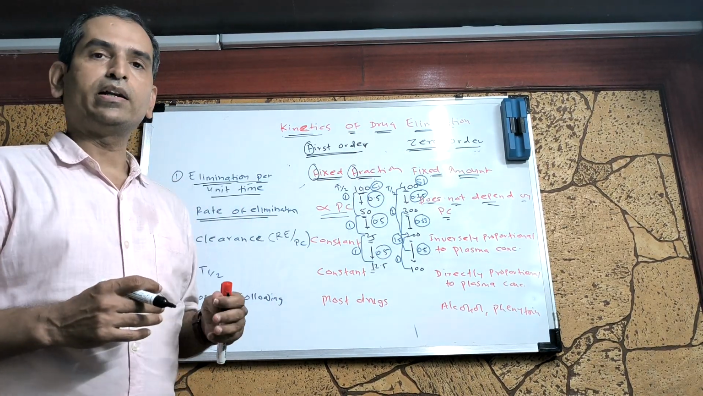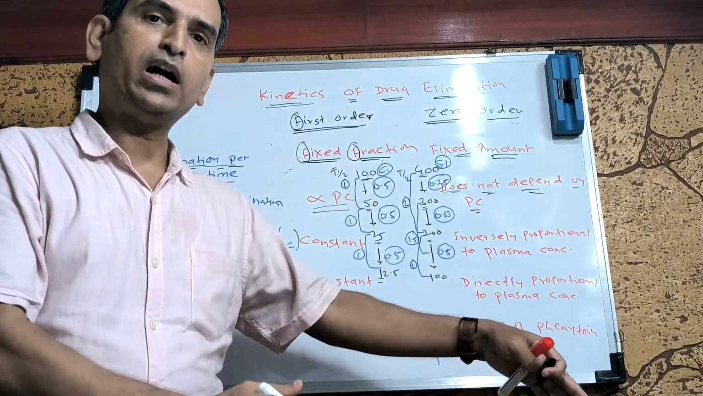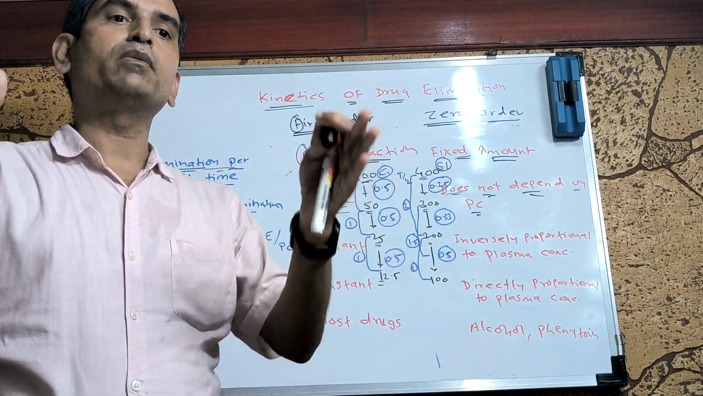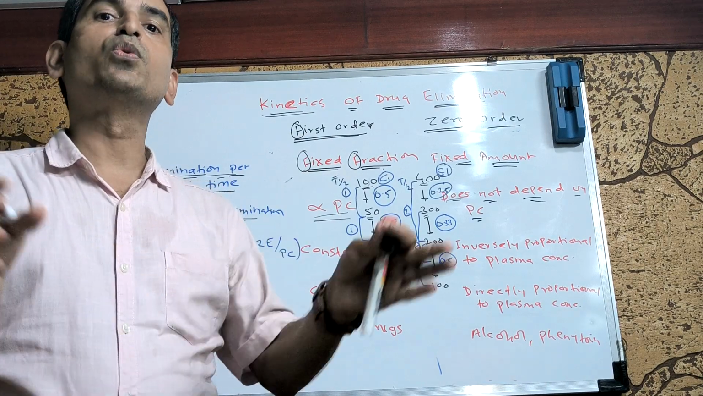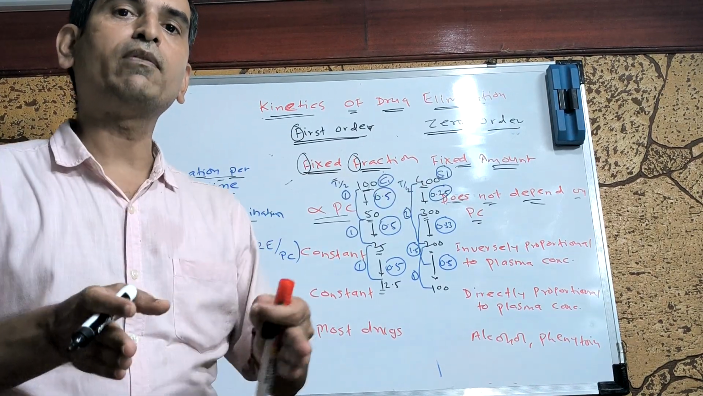Whereas in zero order kinetics, you are in the car, there are so many cars behind you, but there is a barricade made of metal which cannot be moved. At one point, only one car will go.